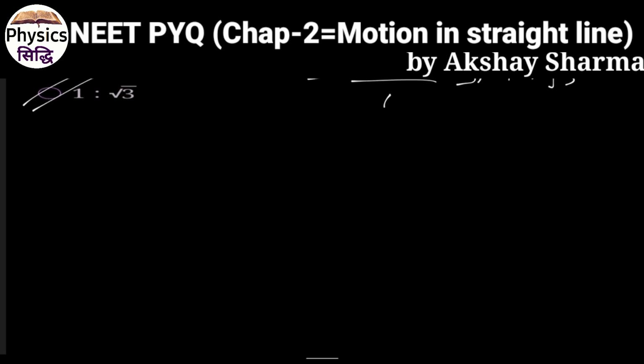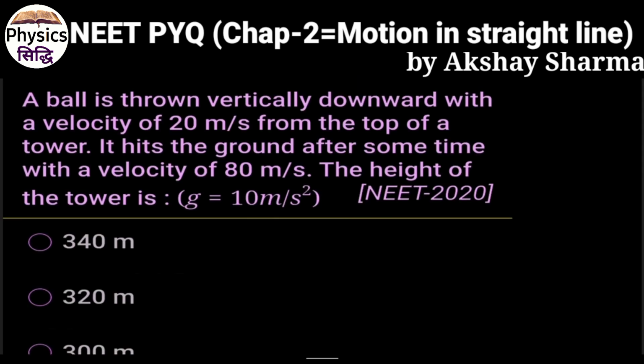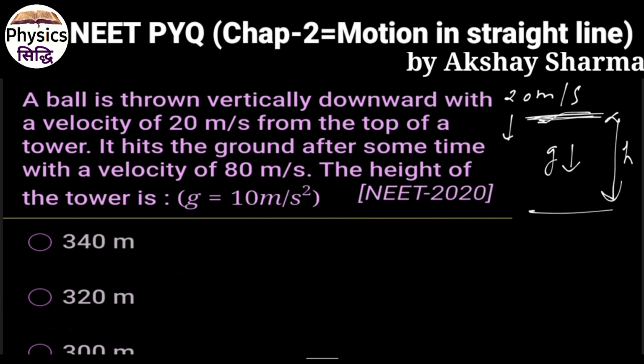A ball is thrown vertically downward with a velocity of 20 meter per second from the top of a tower. It hits the ground after some time with a velocity of 80 meter per second. The height of the tower is, so let's see. Here is a building or say a tower. Assume the height h. A ball is thrown at 20 meter per second. g is acting downward and it hits the ground at velocity 80 meter per second.